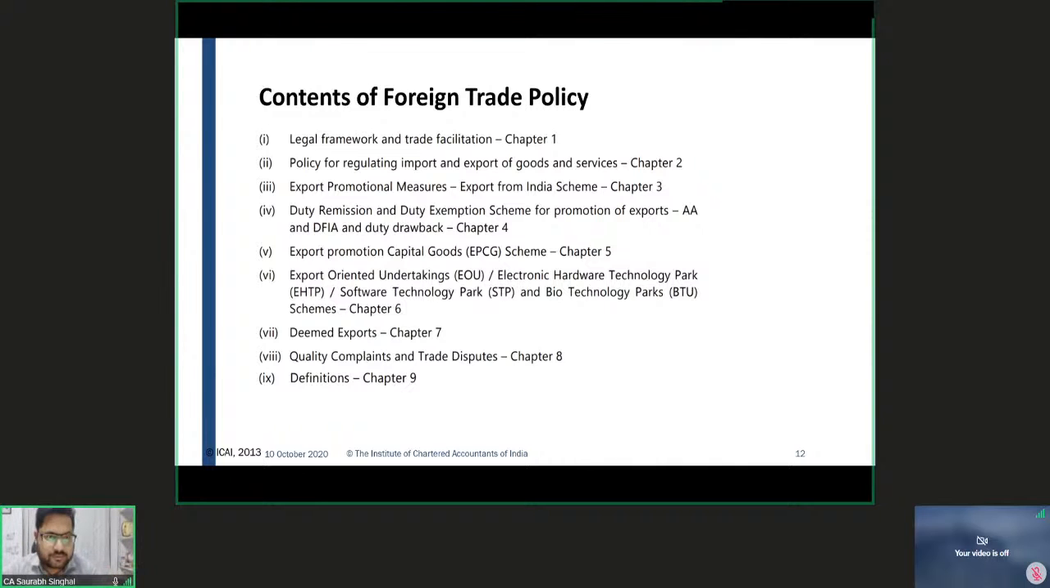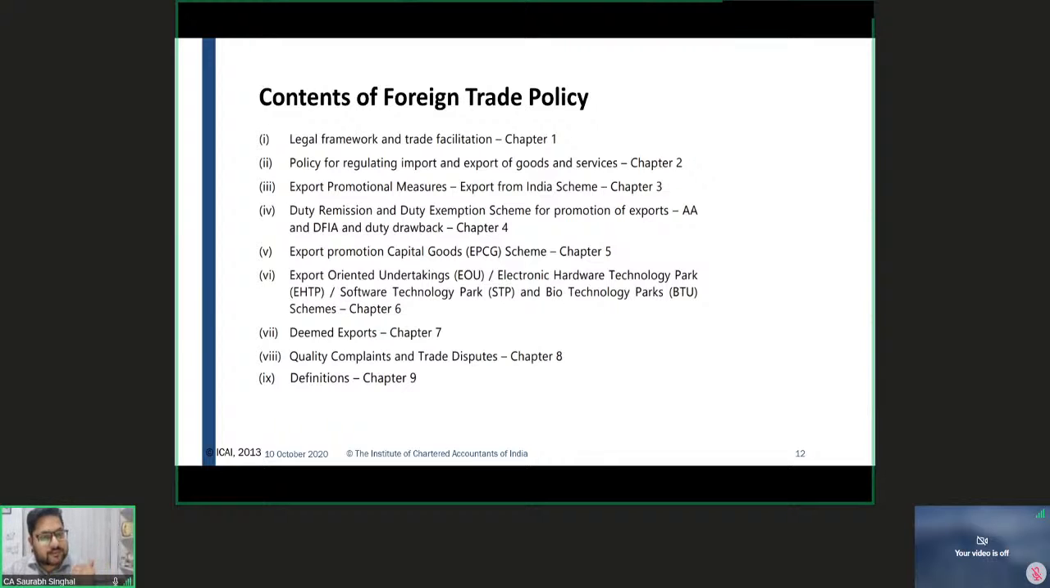So these are general provisions, like how you have to get an IEC, import export code, how you have to get an RCMC, how should imports be done, how should exports be done. So general provisions which you can read and understand. It's simple English, basically.